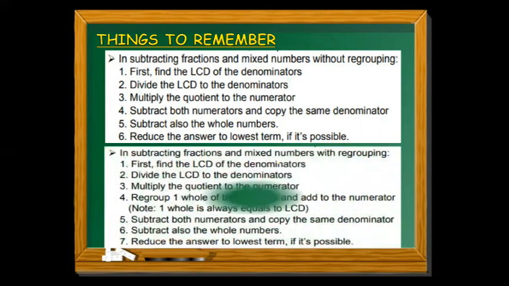And then with regrouping naman, so first find the LCD of the denominators, divide the LCD to the denominators, multiply the quotient to the numbers, regroup one whole number of the minuend and add to the numerators. One whole is always equal to the LCD. Subtract both numerators. And then copy the same denominator. Always remember, pag parehas ang denominator, we will just copy. Hindi natin siya i-add, hindi natin ito subtract. Okay? And then subtract also the whole numbers and reduce the answer to the lowest term. Okay? If it is possible. Or I think that's all for today.